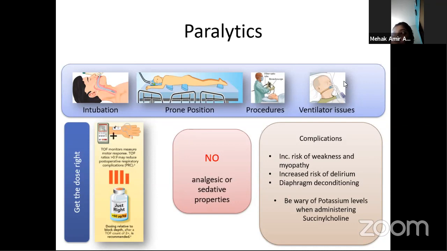With succinylcholine, you need to be really very careful with the potassium level. As it increases the potassium level, it increases the risk of hyperkalemia in the patients. So you need to monitor the potassium levels. If the patient has hyperkalemia, succinylcholine is not an option for paralytics for those patients.